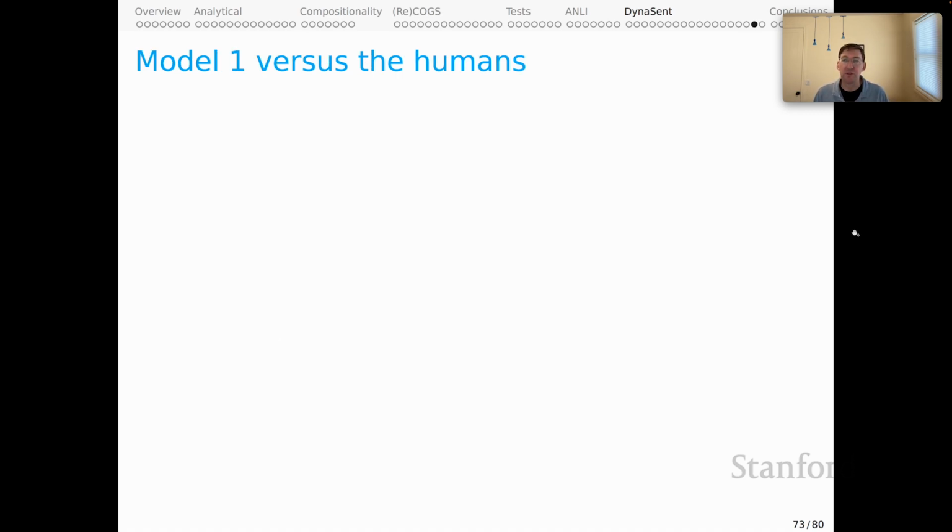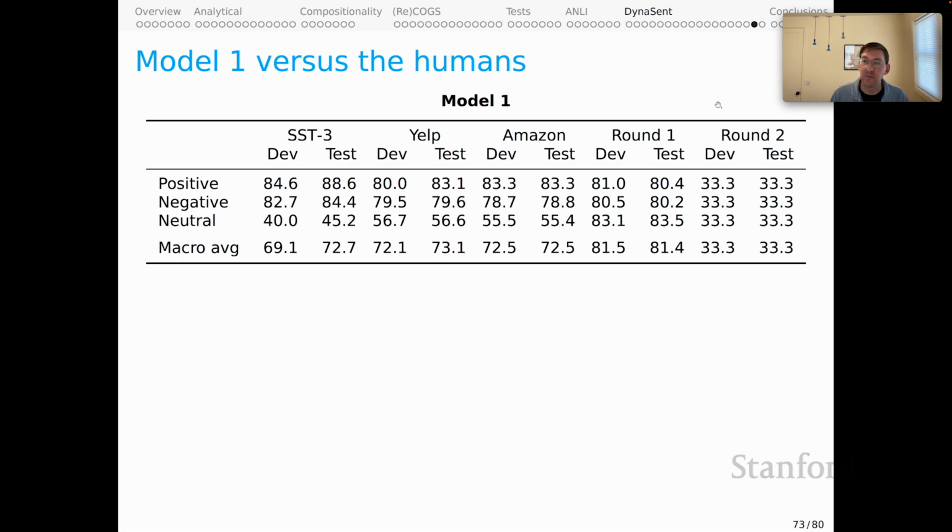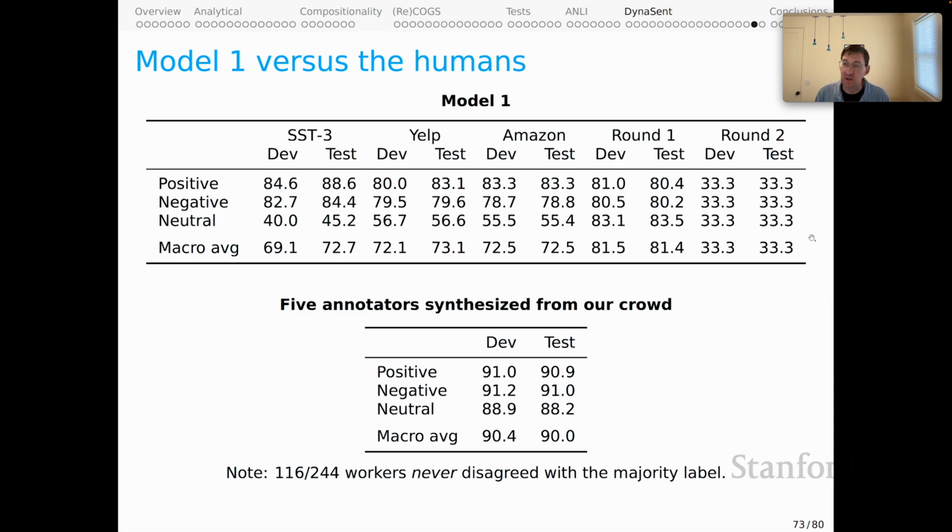How does Model 1 do versus humans? Well, again, we set things up so that Model 1 would perform at chance on our round 2 data, and you saw that Model 1 does pretty well on the round 1 data. For humans, though, this round is extremely intuitive. Our estimate of F1 for humans is actually higher than for round 1. We're now at around 90%. And here, 116 of our 244 workers never disagreed with the majority label. Again, a substantial level of agreement on what are clearly very difficult sentiment problems.